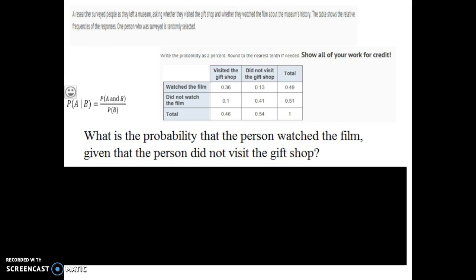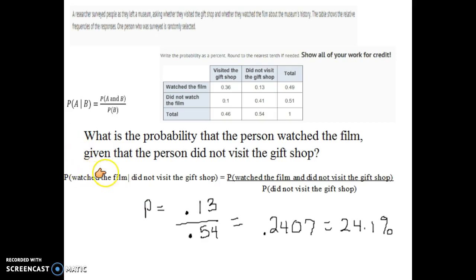The second one is very similar. They give you a table, and then they ask you to round as a percentage to the tenth. And so this one, I've changed up what they're asking, so make sure you look at what they're asking. What is the probability that a person watched the film, given that the person did not visit the gift shop? All right, so this one did give you the totals, so you've got everything you need. Here is the formula for conditional probability. So we want to look at the outcome of those that watched the film, given that they did not visit the gift shop. So this is how we'd write it in conditional probability.